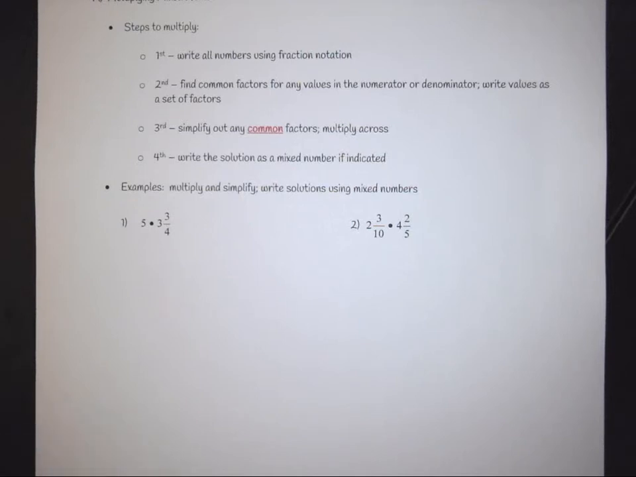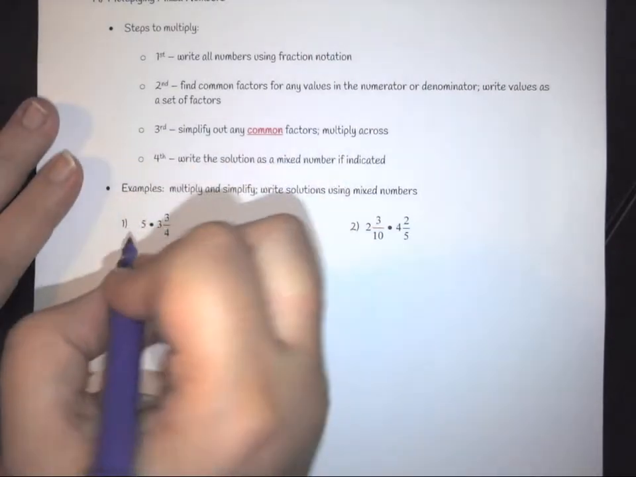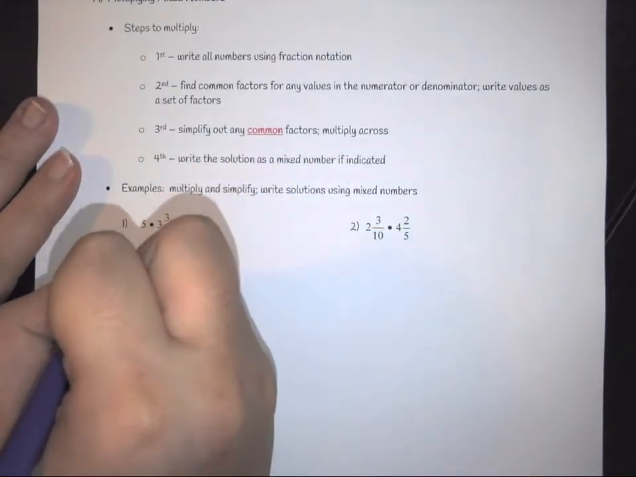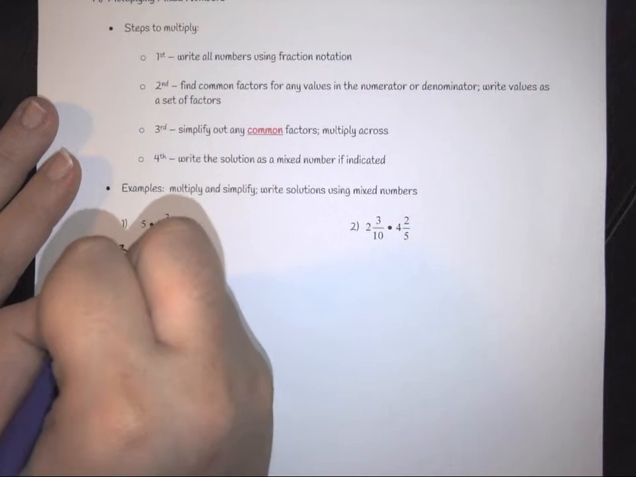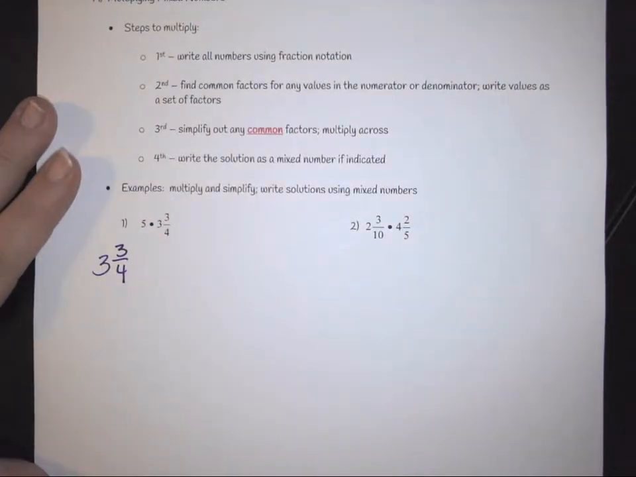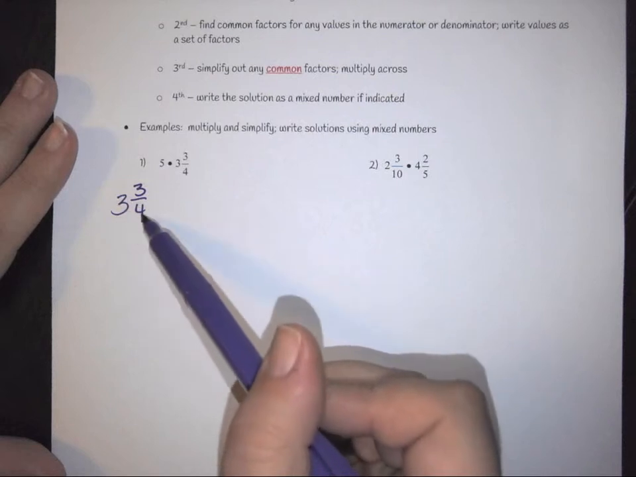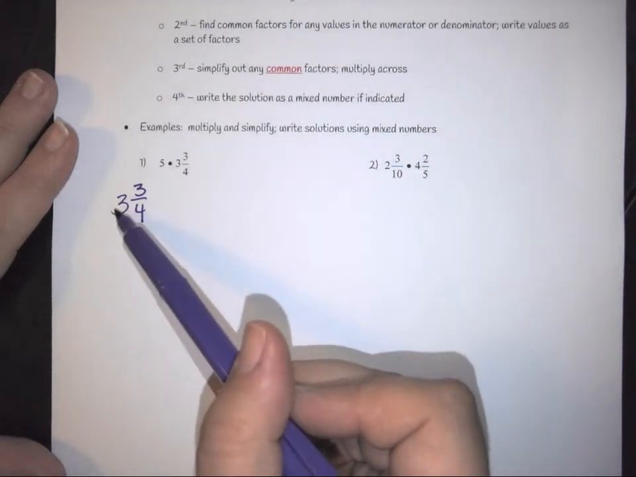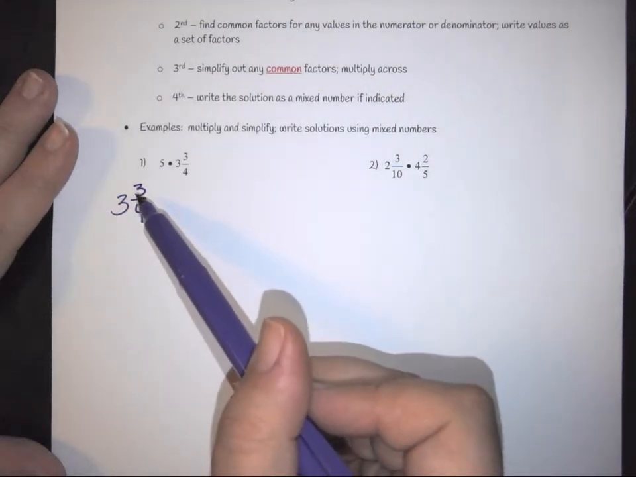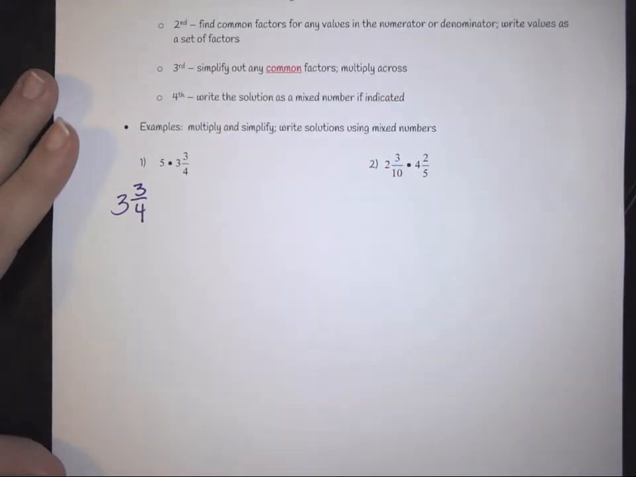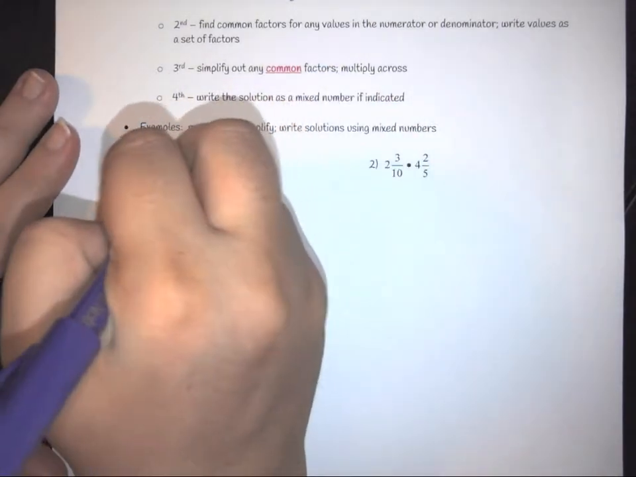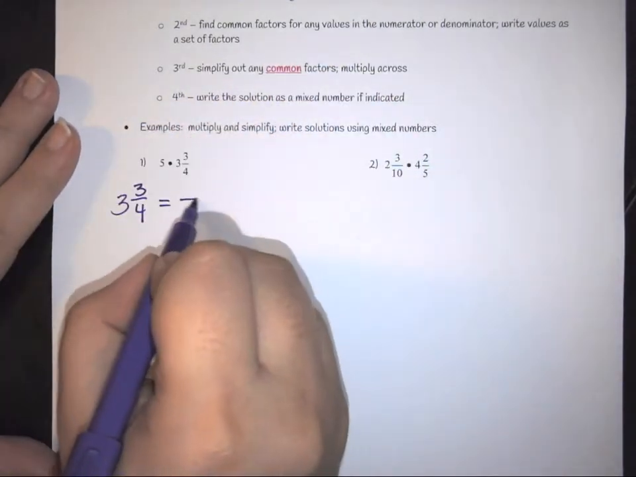So I have 5 times 3 3/4. The first thing I need to do is look at this 3 3/4 and turn that into an improper fraction. Remember, to do that you take the bottom times the big number plus the top, put it in the top, keep the bottom the same. So I'm going to do just that.